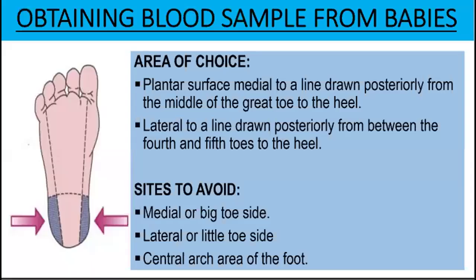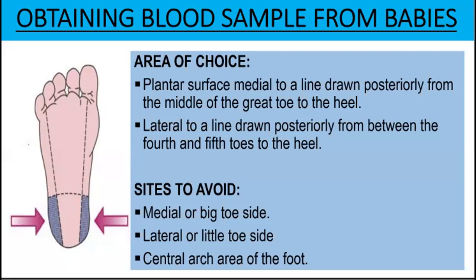Now let's proceed, class, with heel puncture for our babies. The following is the area of choice, the anatomical location. The plantar surface medial to the alignment joint posteriorly from the middle of the great toe to the heel. So it's the big toe area. The other one is lateral to the alignment joint posteriorly from between the fourth and the fifth toes on the heel. So that's the line to the pinky.